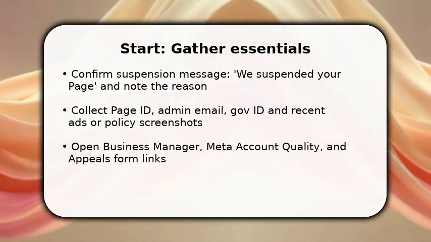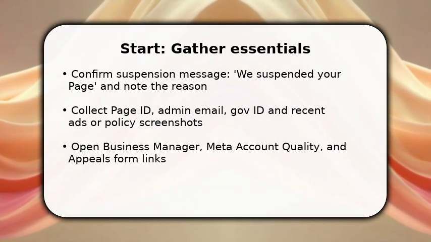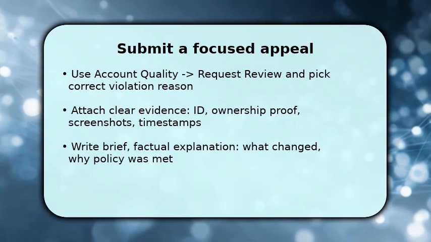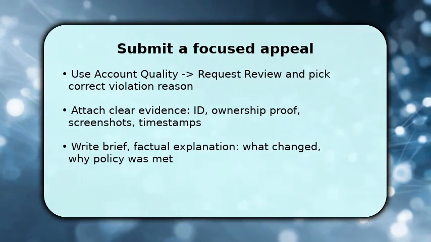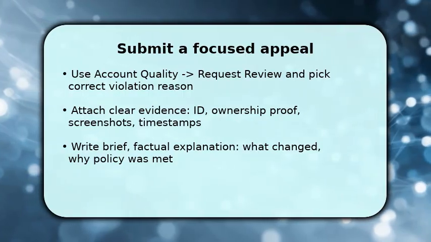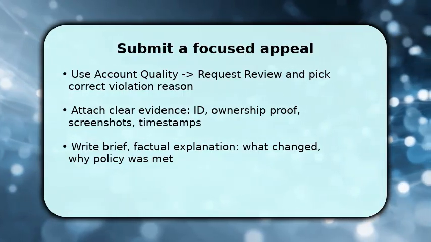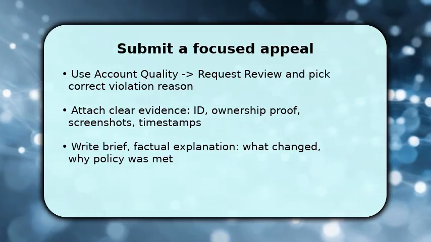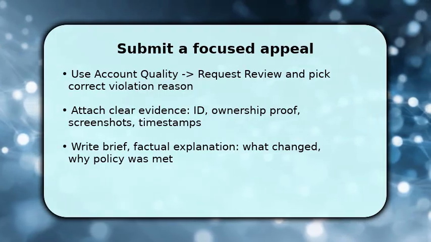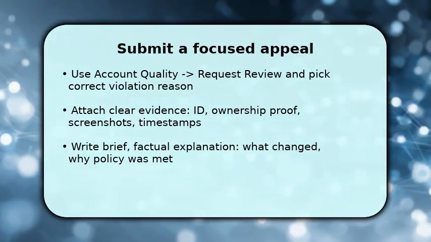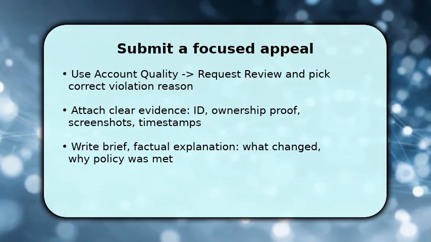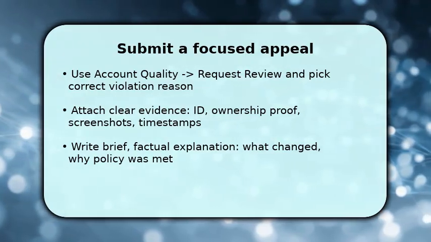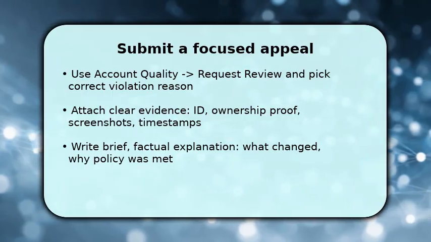You now submit the appeal through Account Quality. Select the exact violation category. Mismatching the reason wastes time. Attach ownership proof and the clearest evidence first: ID, admin emails, purchase receipts, and dated screenshots that show compliance. In the text box, write a short factual explanation: what happened, why the content complies, and any remediation you already performed. Keep sentences direct and include timestamps.